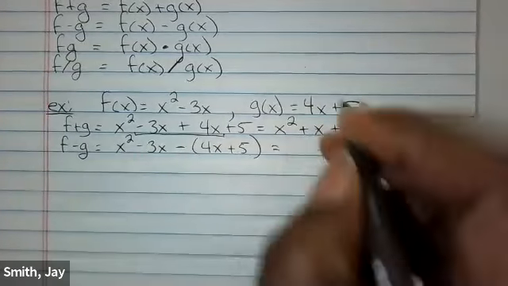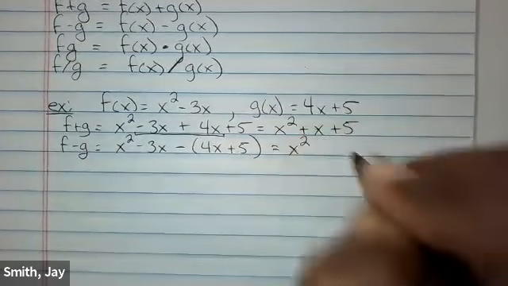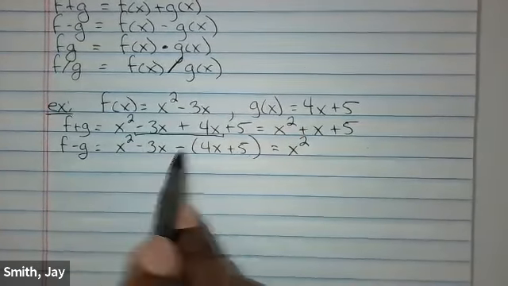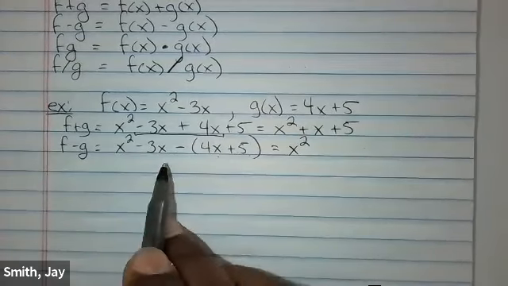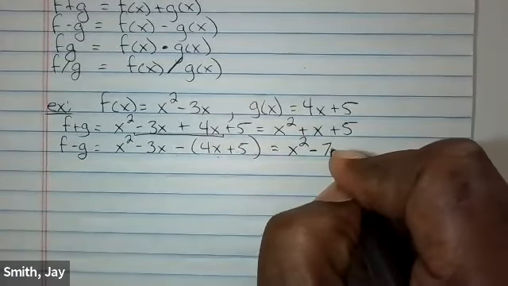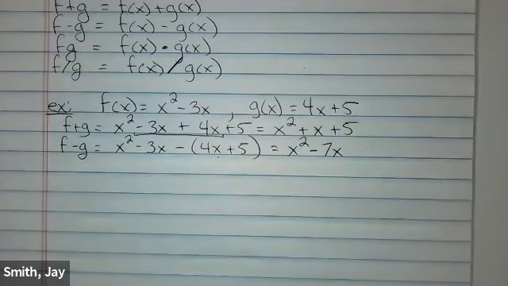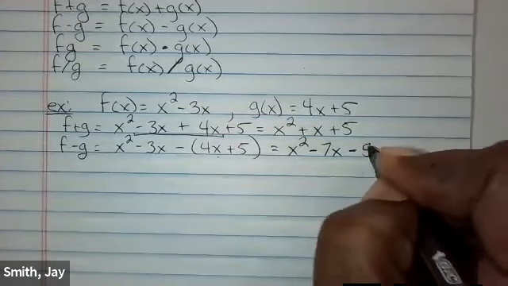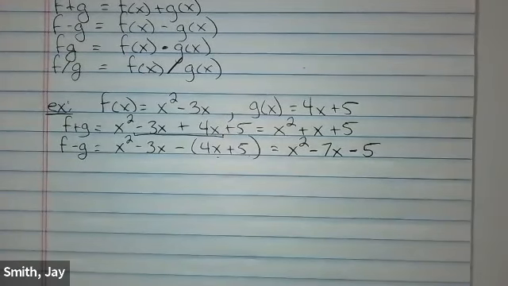So once again, we're basically combining like terms. Here, we have x squared that has no like term to combine with, so that's going to be a part of my answer. We have negative 3x minus 4x. The signs are the same, so we should really be adding and keeping that sign. Negative 3x minus 4x is negative 7x. And we're subtracting a positive 5, which has no like term to combine with. So that negative 5 is going to be a part of my answer. So f minus g is the polynomial x squared minus 7x minus 5.